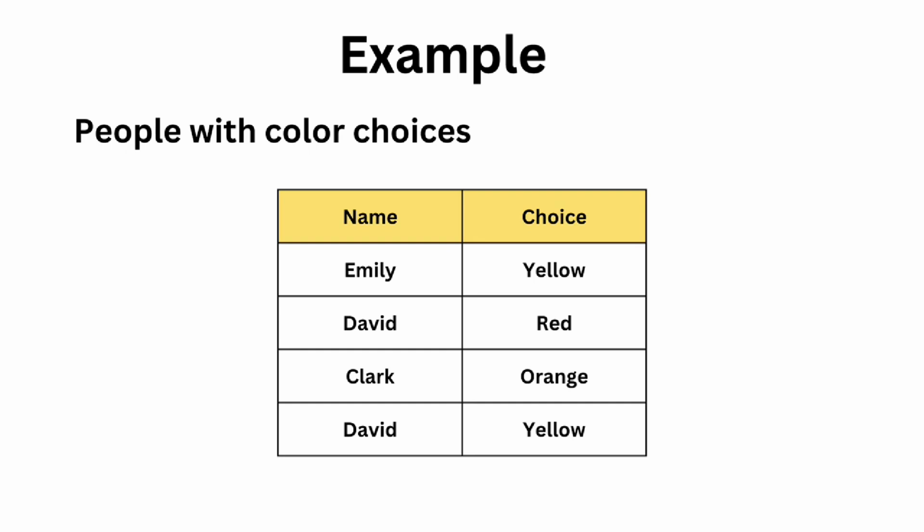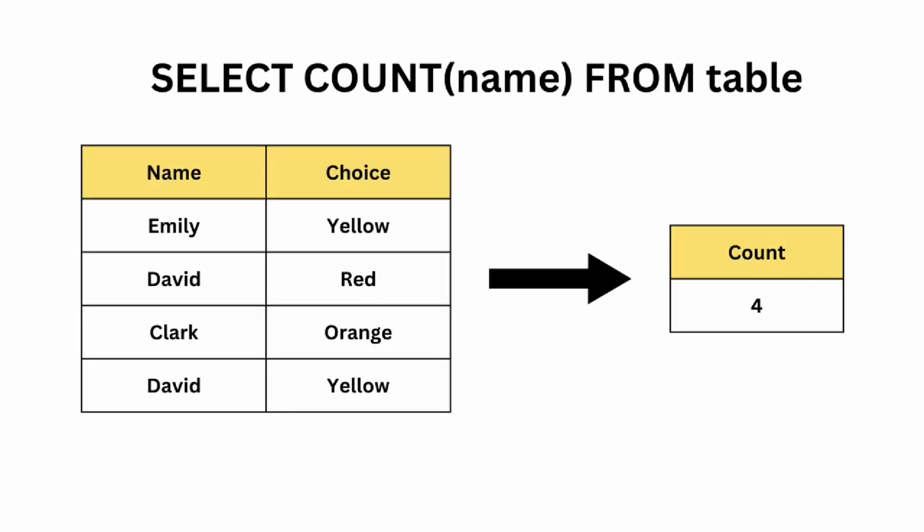Let's see a simple example. Here again we have that table with a couple of names and then their color choice. Let's imagine we called select count name from table. Notice here, count does need the parentheses because it's a function acting on something. So it won't work without the parentheses. Keep that in mind.